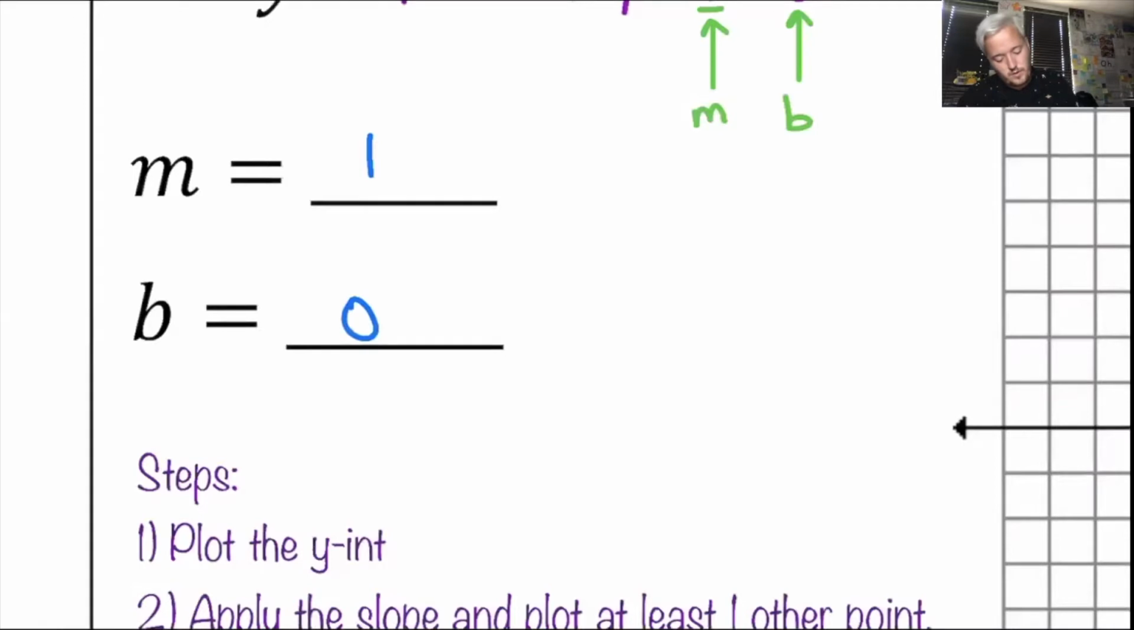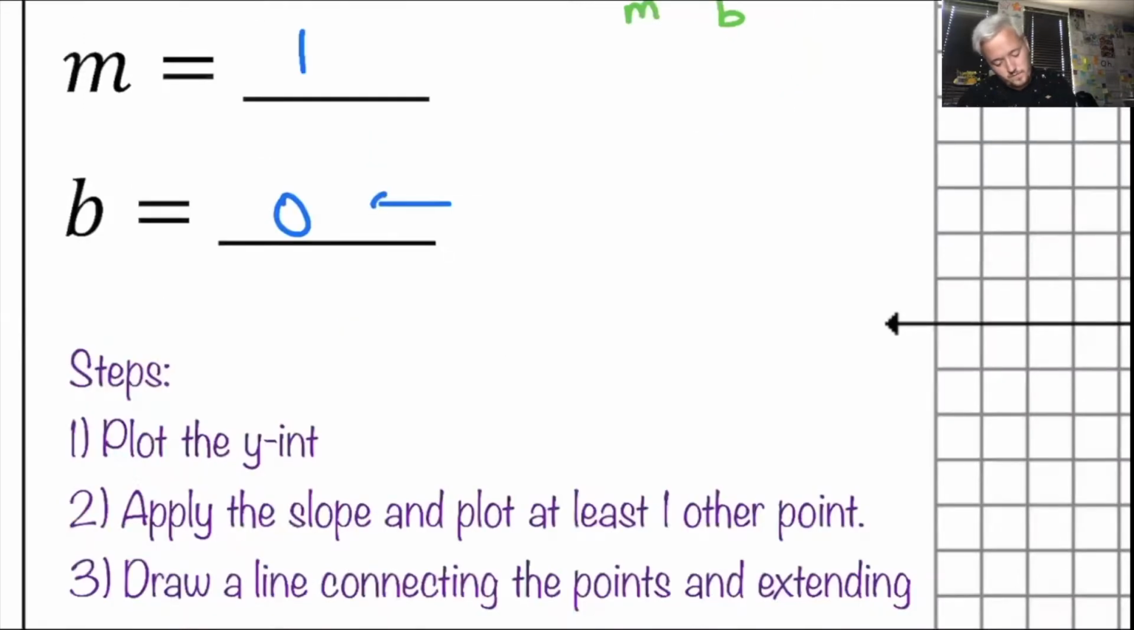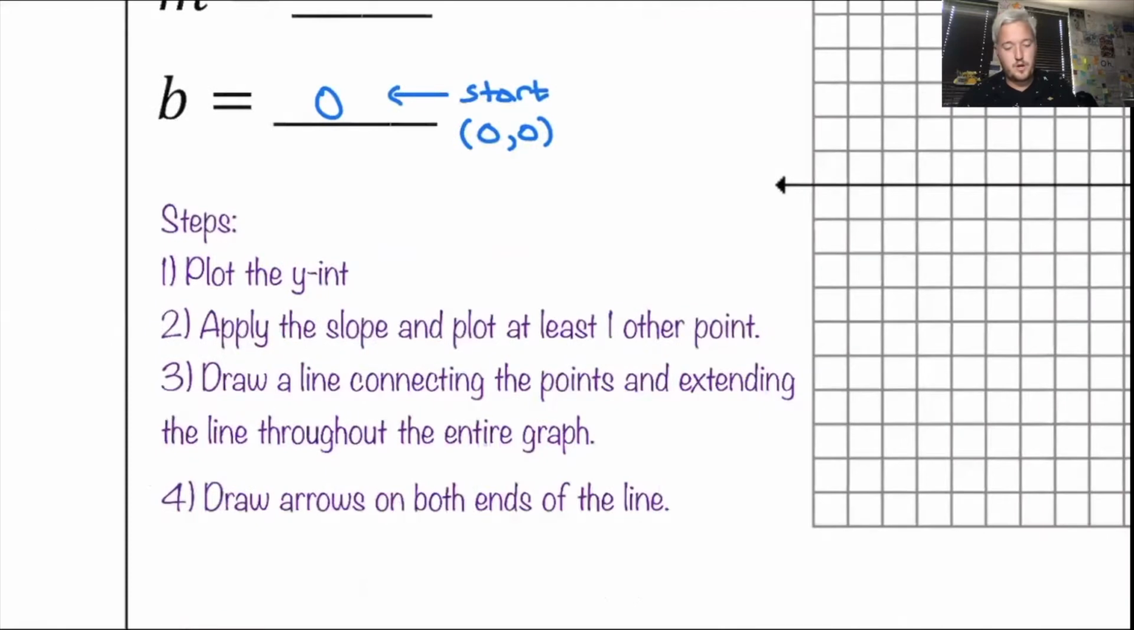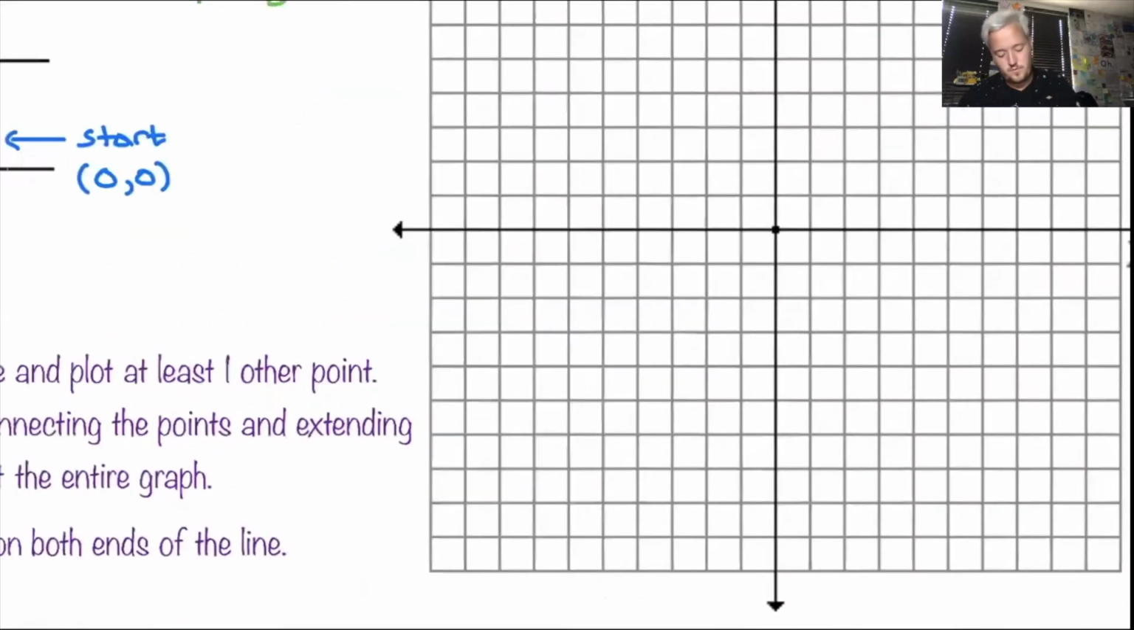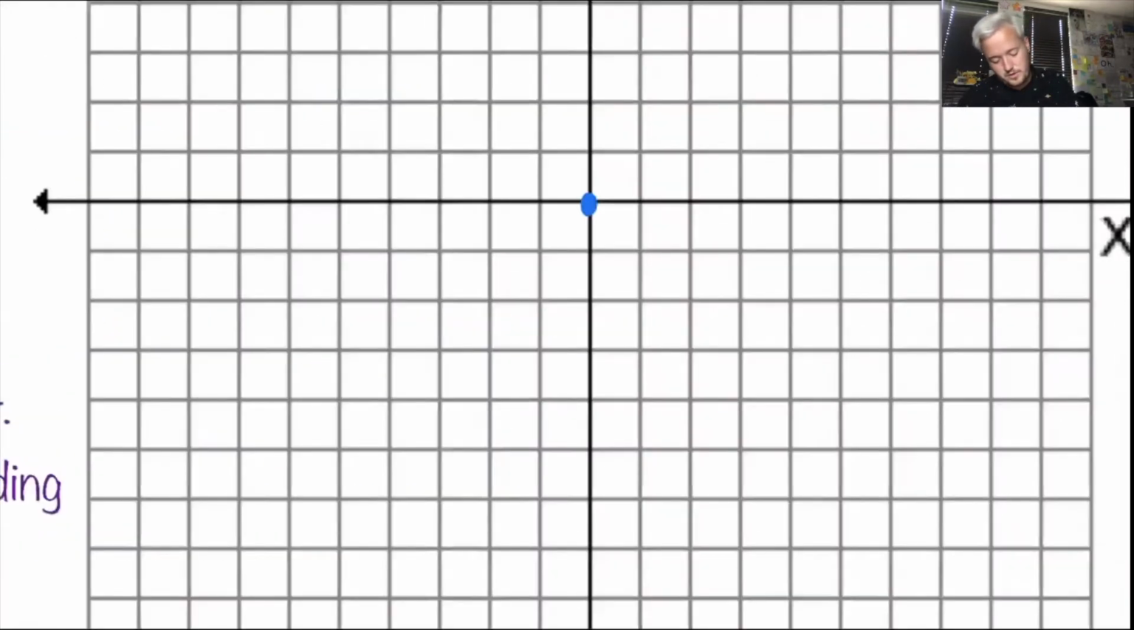This is where we have to start. We're going to start at 0, 0. You have to plot the y-intercept first. So 0, 0 is going to be our origin, and I'm going to put a point right here at the origin.